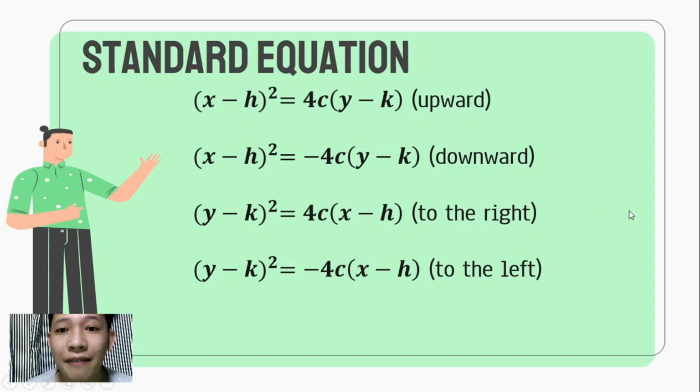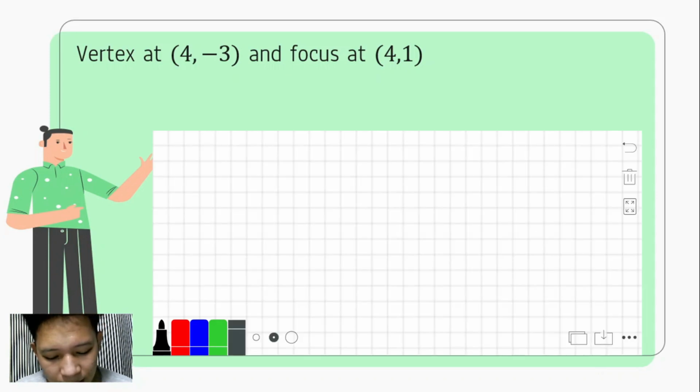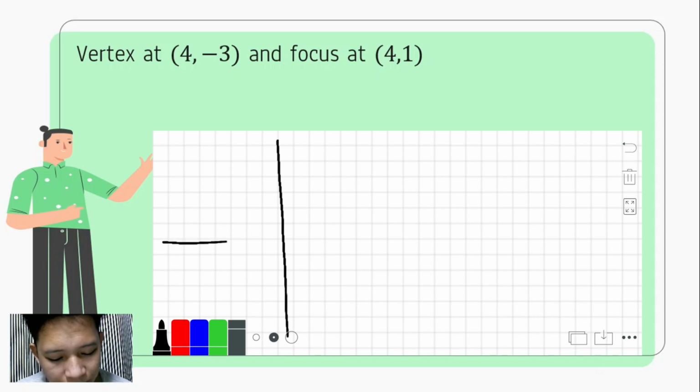Okay? So let us have examples. Suppose that we have the parabola wherein the vertex is at (4, negative 3) and the focus is at (4, 1). And we are to find the standard equation of the parabola. It's actually simple, but it would be helpful if we discuss it in detail, wherein we are to still graph the parabola. So suppose that we have here the Cartesian coordinate system.